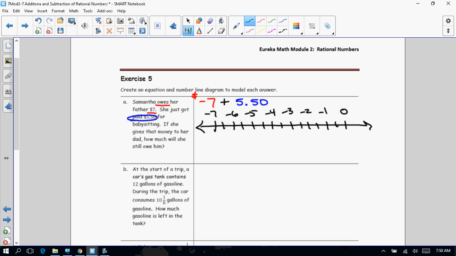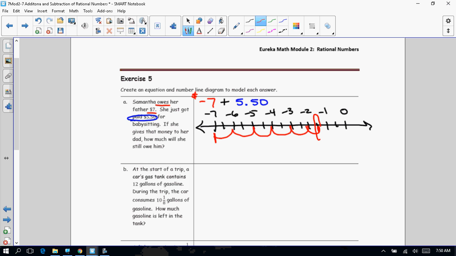Okay, it says she's still going to owe him, so I don't need to go past that. All right, so she starts at negative 7. Right, there's my tail, and I'm going to add 5.5. So I'm going to just go 1, 2, 3, 4, 5, and then $0.50, right, to there.